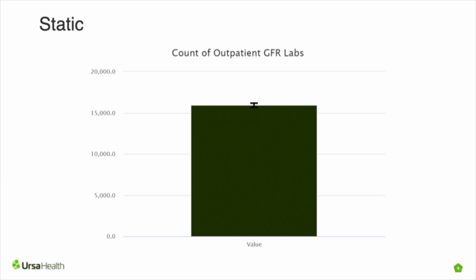Finally, there's a static temporal structure for measures that do not report the denominator observation's relationship to time. For example, this measure provides a count of the number of outpatients' GFR labs completed without consideration of time.